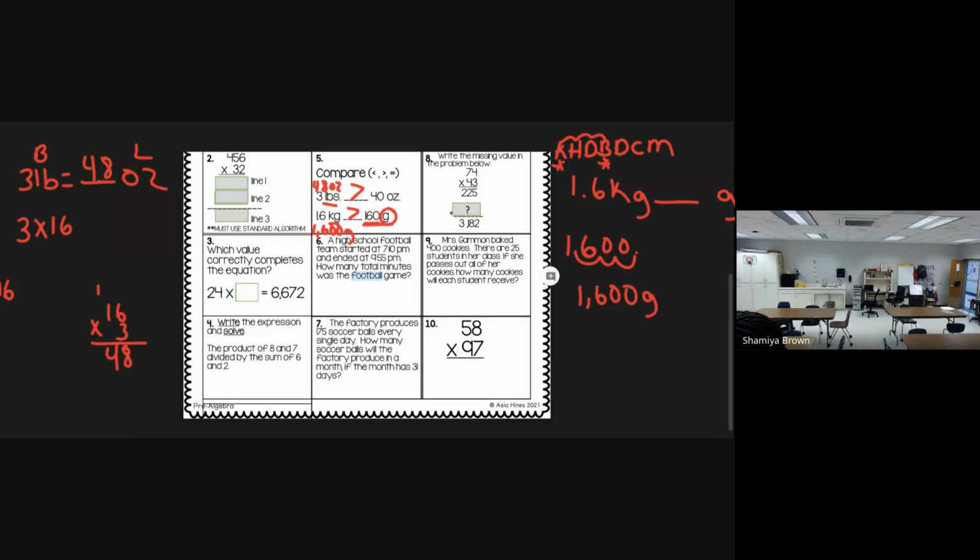Okay. Now, next one says a high school football team started at 7:10 p.m. and ended at 9:55 p.m. How many total minutes was the football game? So if it started at 7:10 and ended at 9:55, I could do my T-chart to see how much time passed by. So I know if it's 7:10, trying to see the most I can add first.